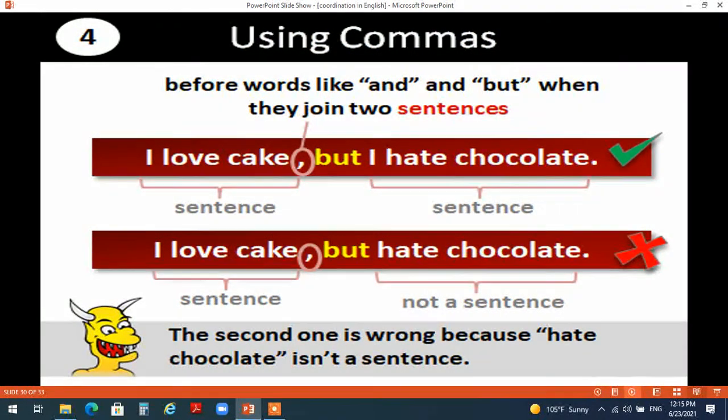Also here, you can see the rule for using commas with coordinators before words like and, but, when they join two sentences also. If you have two sentences joined by using one of the coordinators, but or and, you have to put a comma. I love cake, but I hate chocolate. So the other sentence in which the subject is omitted, I love cake but hate chocolate, it's wrong to put a comma here. Okay, you have to have a full clause, a complete clause, so as to put a comma. Otherwise, if the subject is being omitted because it is repeated, then in this case you don't have to put any comma.